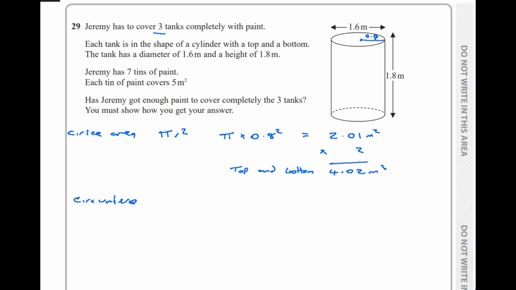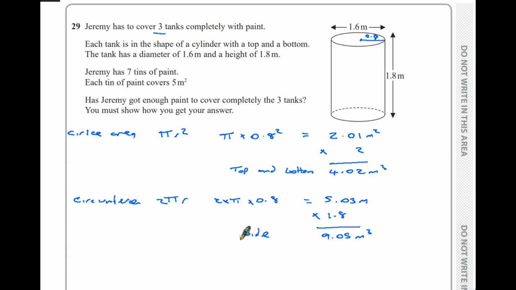So this time we are going to use 2 pi r. 2 times pi times 0.8. And we get 5.03 meters. So that is the circumference of the circle. To find the area of the side, we need to multiply that by 1.8. And if we do so, we get 9.05 meters squared. So that is the side of the cylinder.